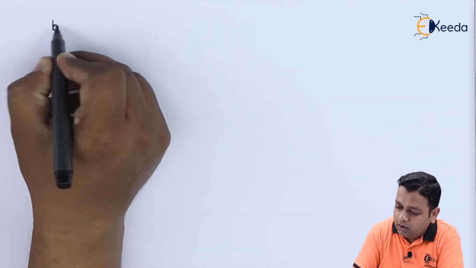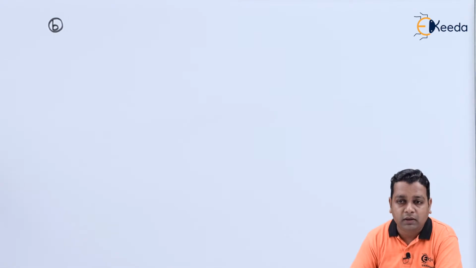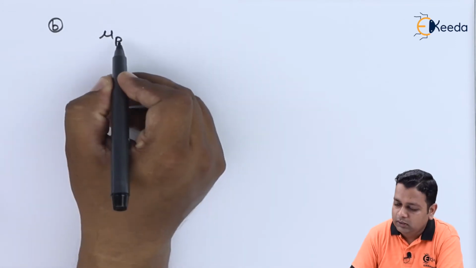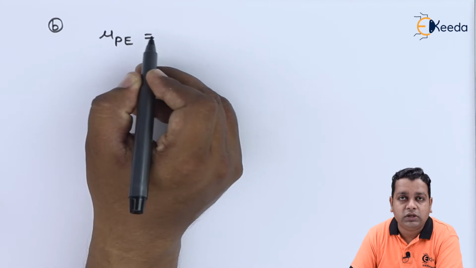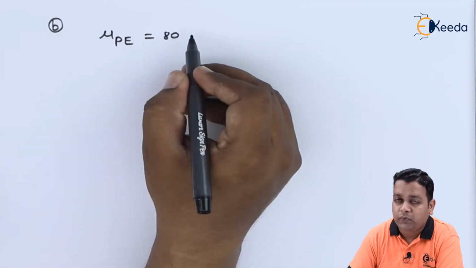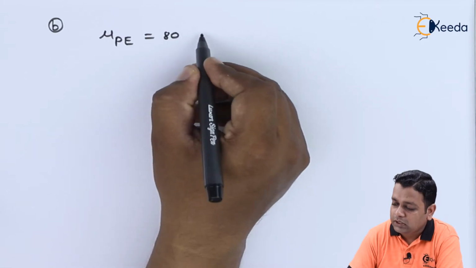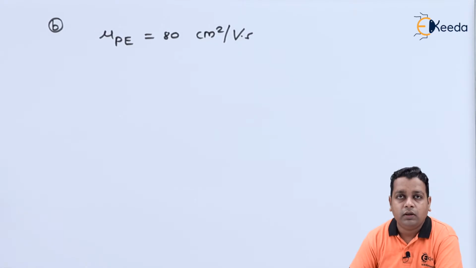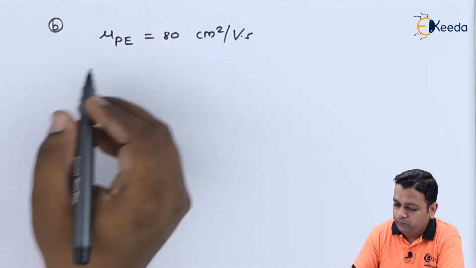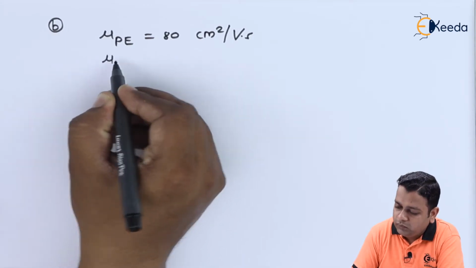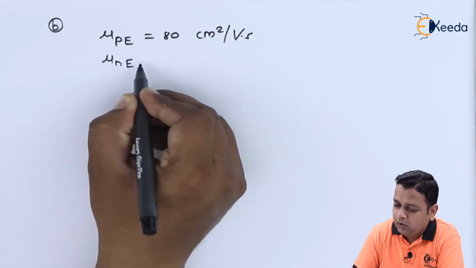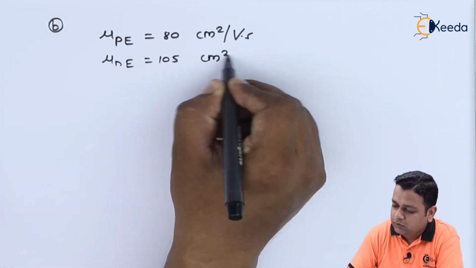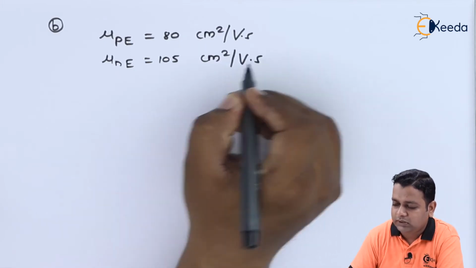So here for part B, we find for the emitter region that the mobility of the holes, μ_pE, is equal to 80. The unit of mobility as provided is centimeter square per volt second. Next, the mobility in the emitter again, μ_nE, is found to be 105, again in centimeter square per volt second.